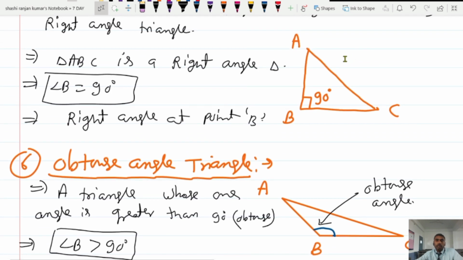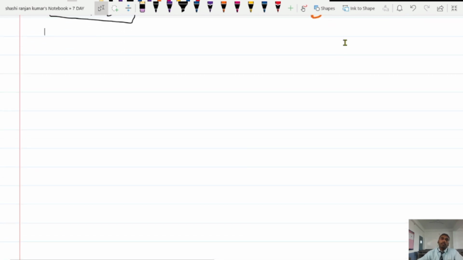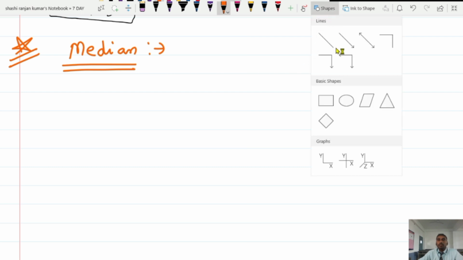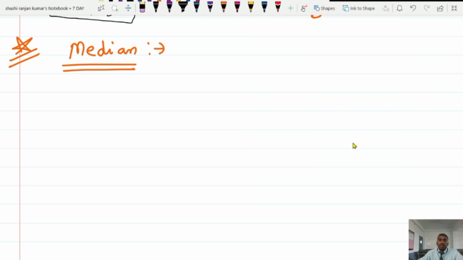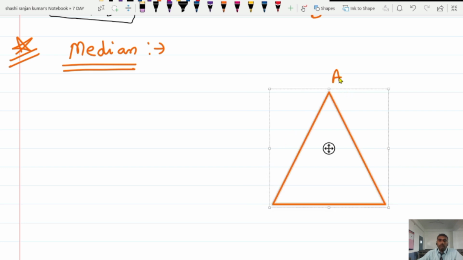Okay, good. You have to also write and send it to me. Okay. So next we discuss the median. What is the median of a triangle? Let us suppose we have any triangle in this way. This is the point A, this is the point B, and this is the point C.